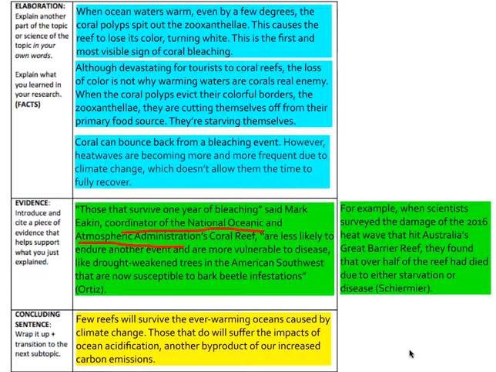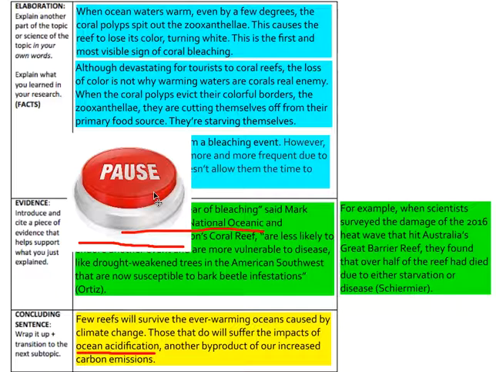Those that do survive will suffer the impacts of ocean acidification, another byproduct of our increased carbon emissions. So my next subtopic here is ocean acidification. So that's how I'm transitioning, is by saying those that do survive warming waters are definitely not going to survive ocean acidification. So you need to now pause the video and go write your concluding sentence.